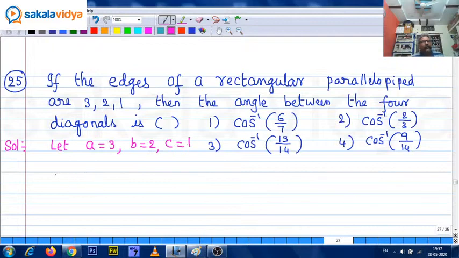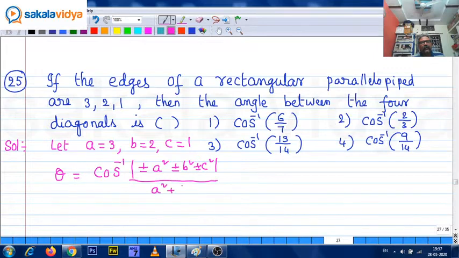The angle between the diagonals is given by the formula cos inverse of mod of plus or minus a square plus or minus b square plus or minus c square upon a square plus b square plus c square. This is the formula. But here one condition is there: at a time plus plus plus or minus minus minus we should not consider.